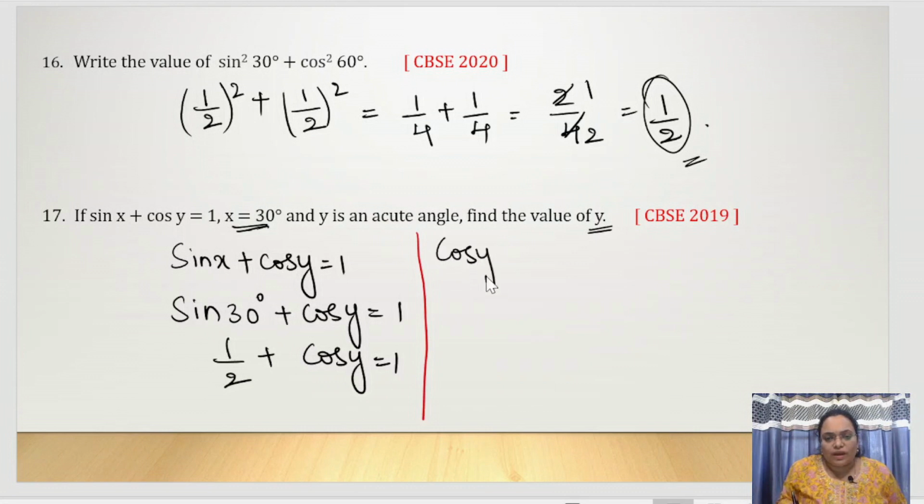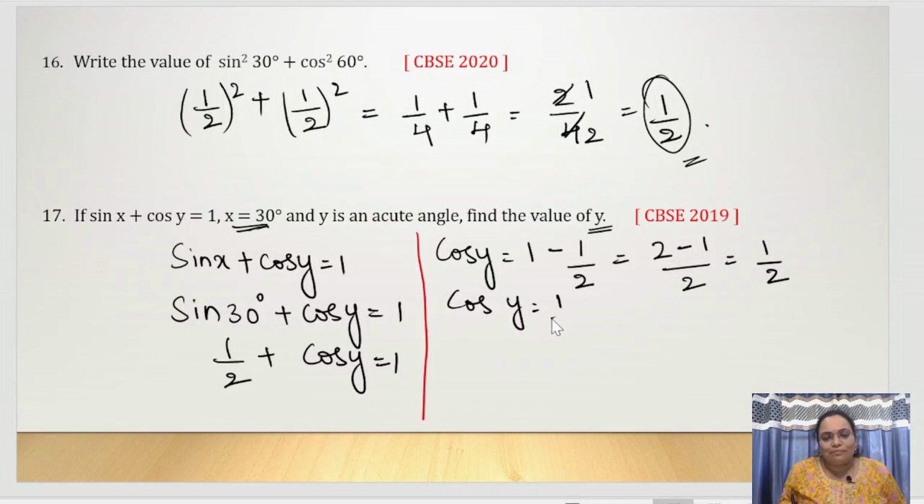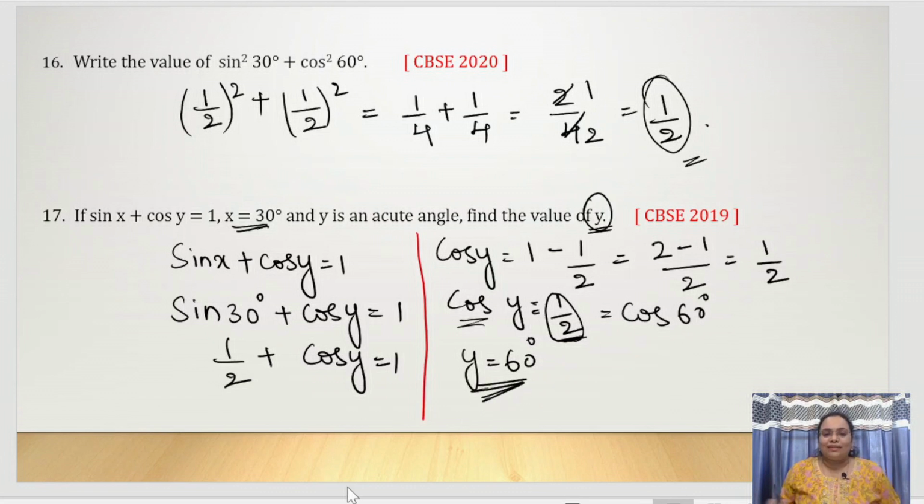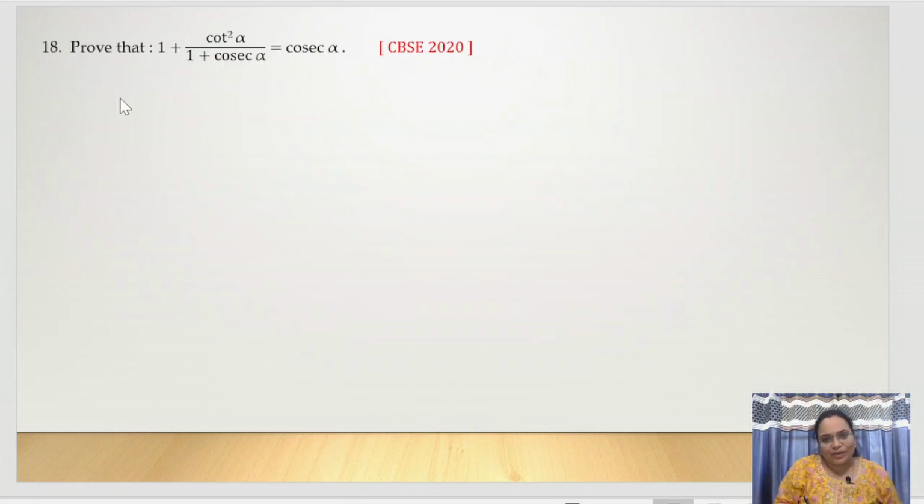So cos y is equals to 1 minus, I am just sending this 1 by 2 to RHS, which becomes 2 minus 1 by 2, which is 1 by 2. So cos y is equals to 1 by 2. So what is the value of 1 by 2 in terms of cos? It is cos 60 degrees, right? So from here we can say y is equals to 60 degrees. Okay, the value of y is 60 degrees. Clear? Let us solve the next question.